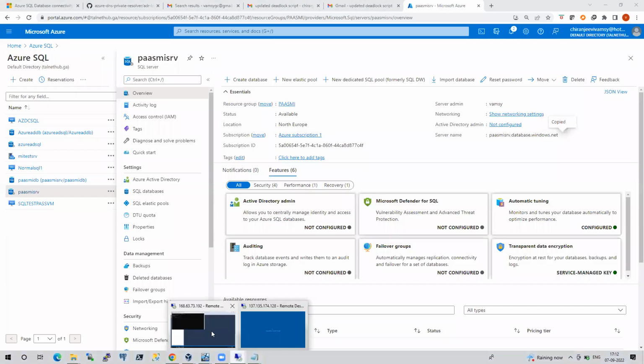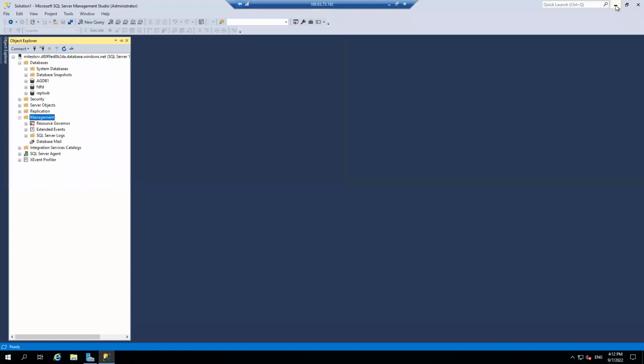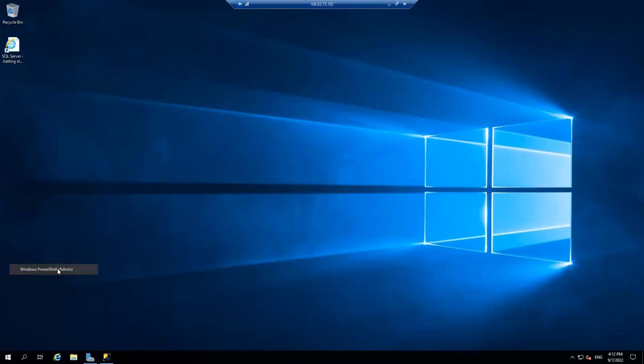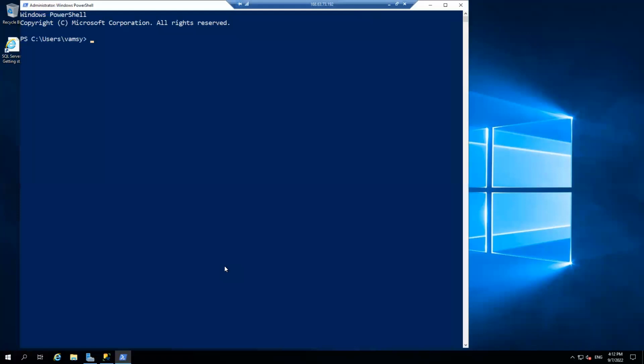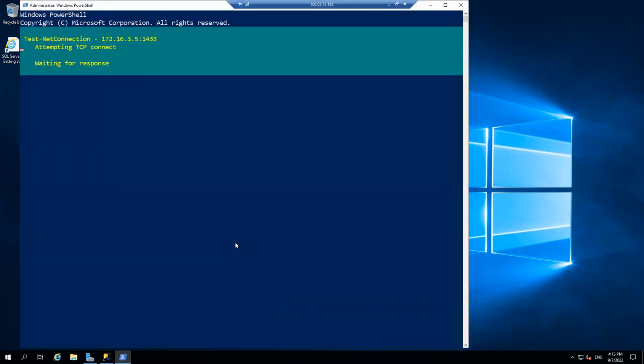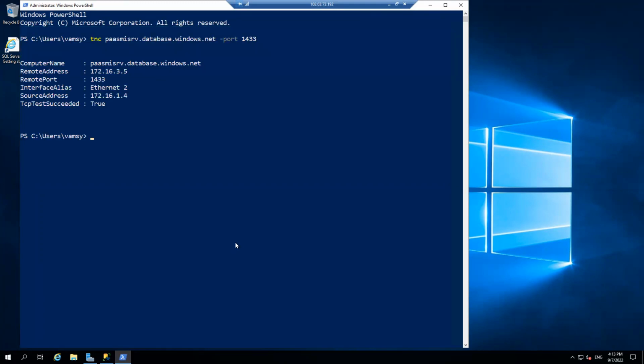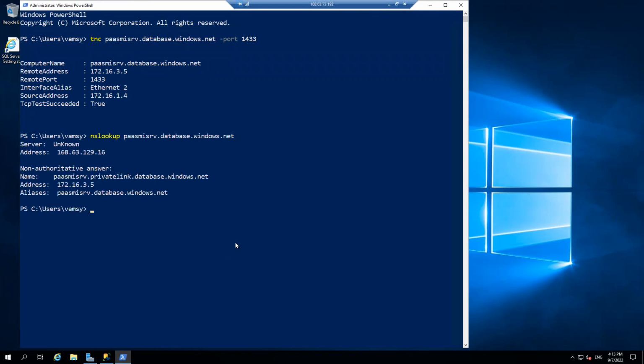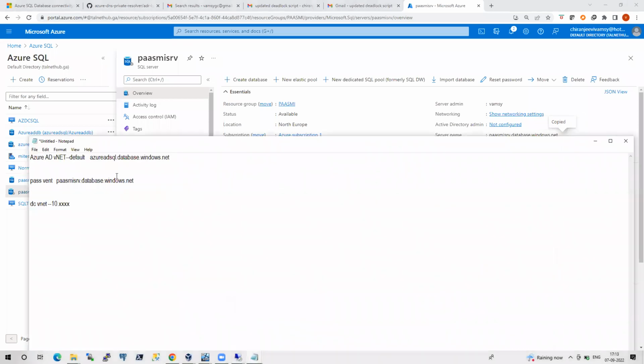It will run. And meanwhile, let me come here and close this off. I'll keep this and open up PowerShell. TNC. It should be nslookup, right? Okay. nslookup. See, I'm able to get the results of the PaaS MI server happily, right? PaaS MI server on the PaaS machine.